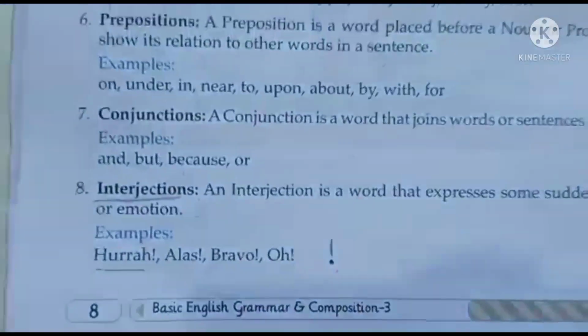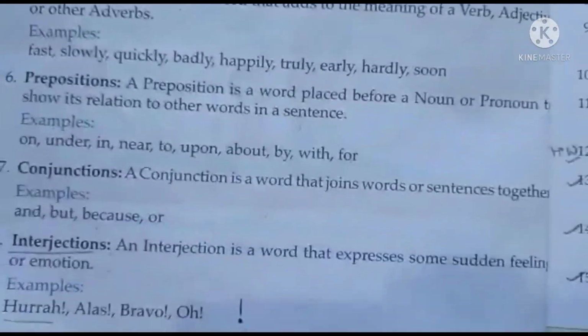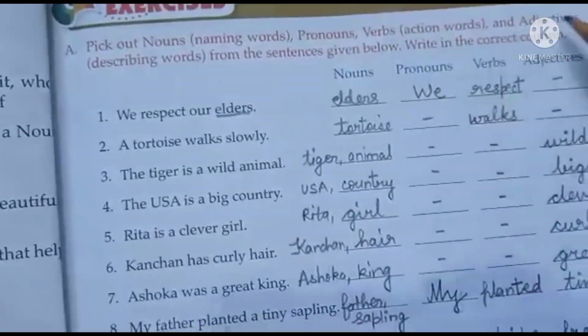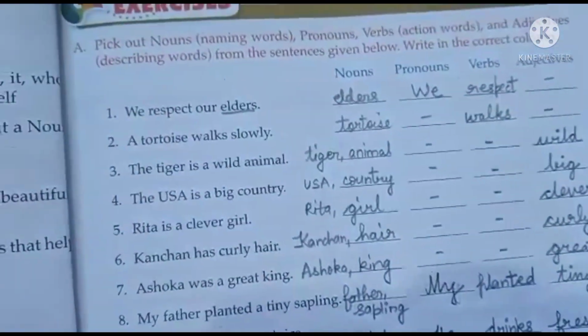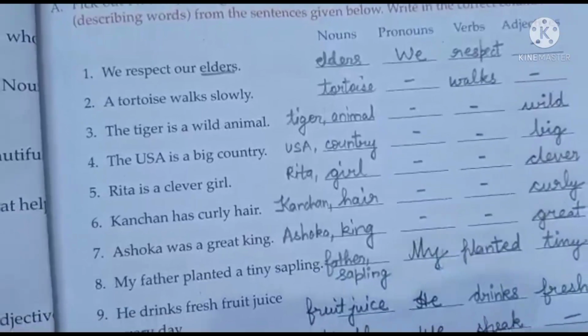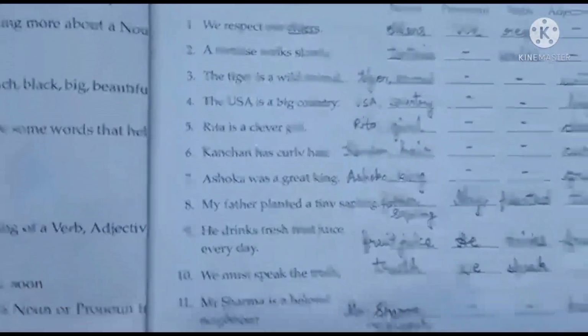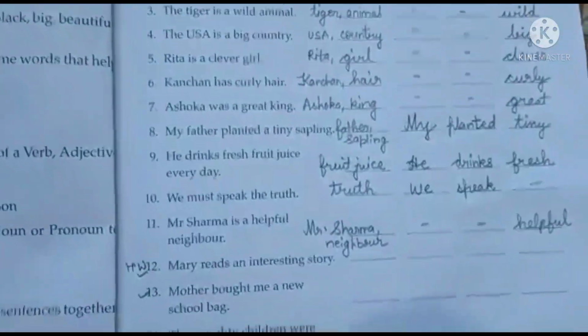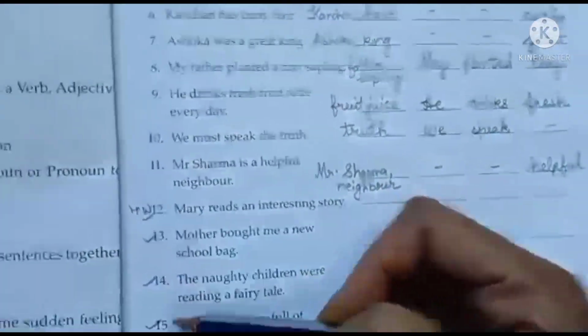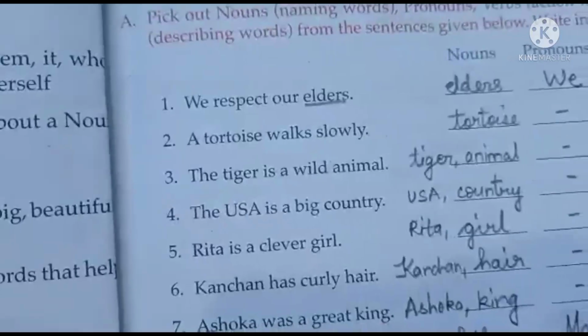Okay children? So these were the 8 parts of speech in English, and based on this we have an exercise here. Pick out the nouns, pronouns, verbs and adjectives from the sentences given below, and you have to write them in the correct column. Okay, so I have done the first 11 for you, and 12, 13, 14, 15 I have given you as homework.